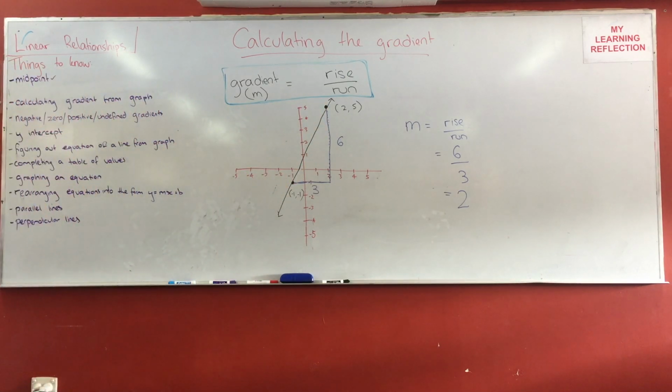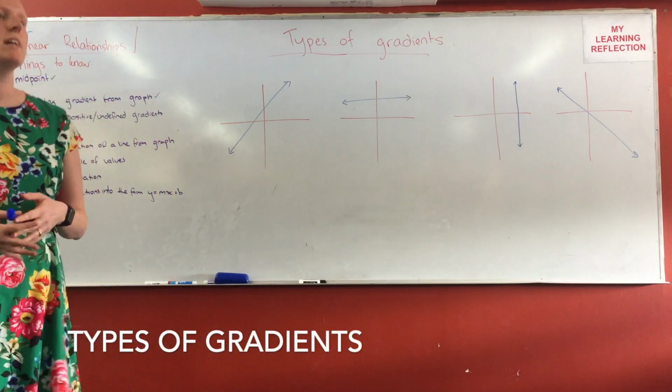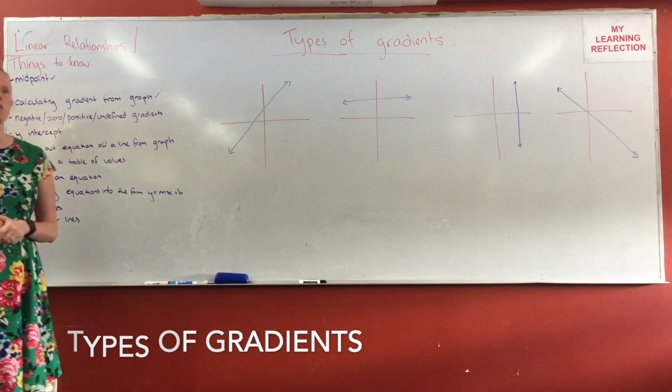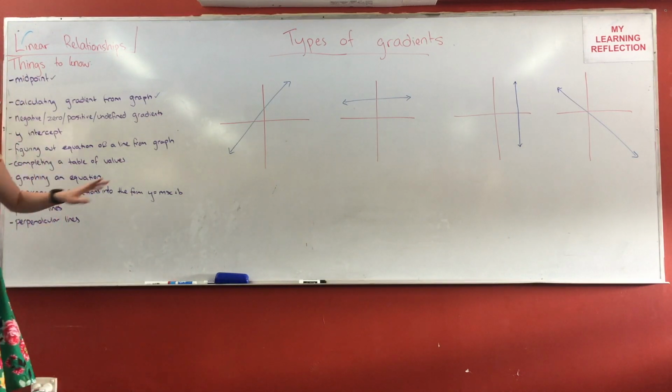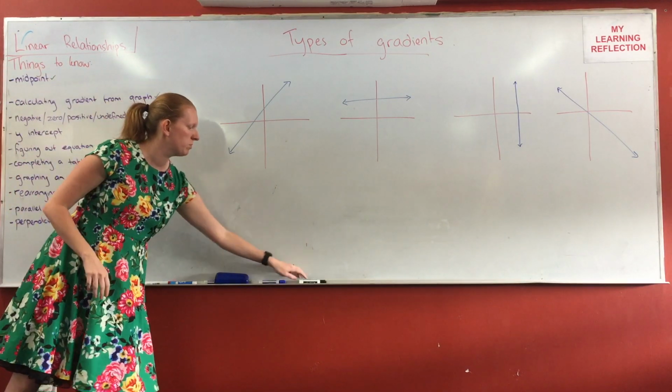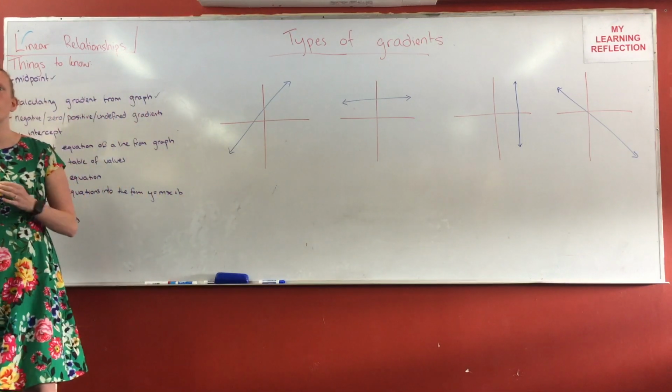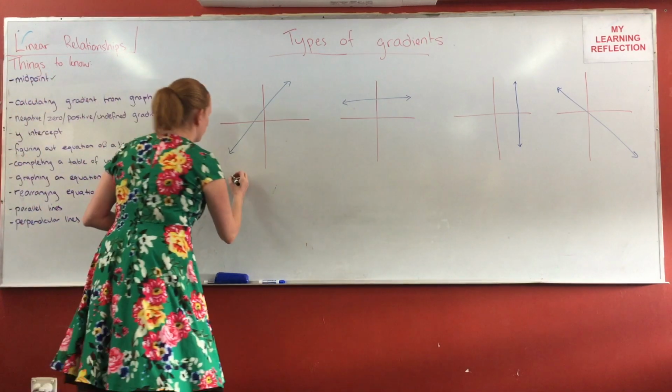But yeah, important thing to know is draw your triangle and then count your spaces. How many spaces does it go up? Okay, next up we need to be able to identify the different types of gradients. So here, this one is our most common one that we tend to work with. What kind of gradient does that have? Great, it's positive.